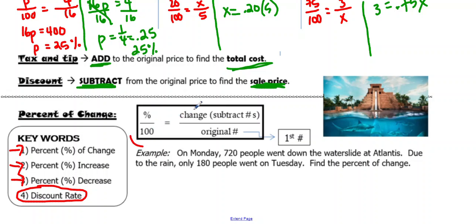So you're going to subtract your two numbers over the original number. Remember, original number means what you started with, or chronologically in time, like Monday comes before Wednesday, or 1999 comes before 2019. It doesn't matter what order I give you the information in, it matters which one took place first.